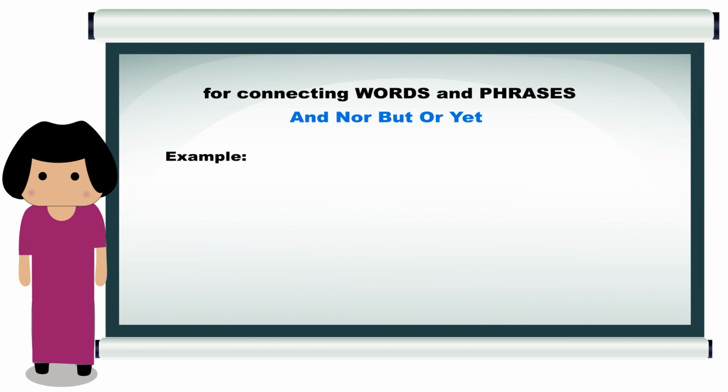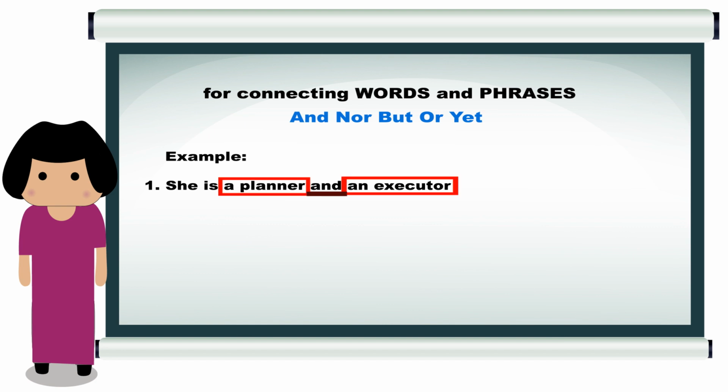The first one: She is a planner and an executor. The coordinating conjunction and in this sentence connects a planner and an executor. Both of them are nouns.